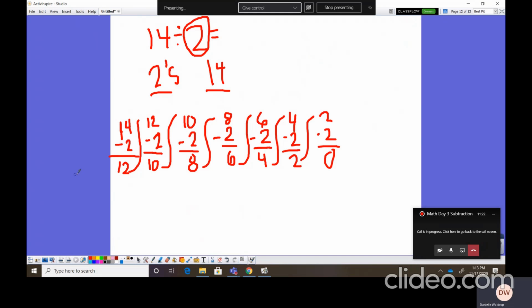And go back and do this to your problem. Let's go back and count how many 2's we took away. 1, 2, 3, 4, 5, 6, 7. So I know that 14 divided by 2 is 7 because I could take away 2 7 times. Okay. Now let's do one more together.